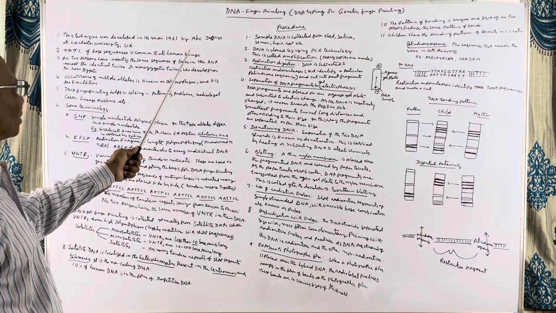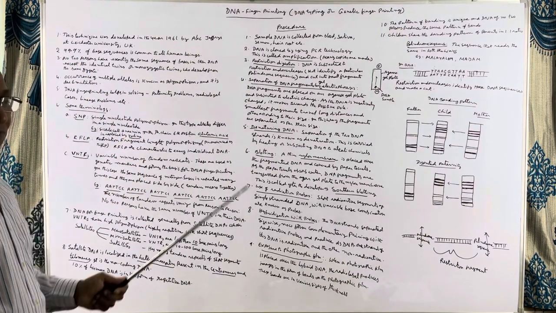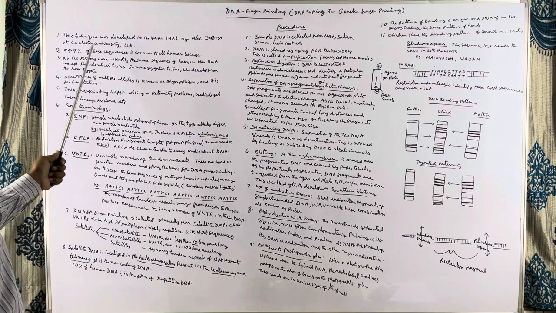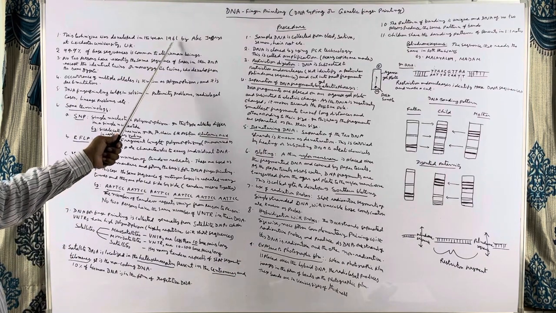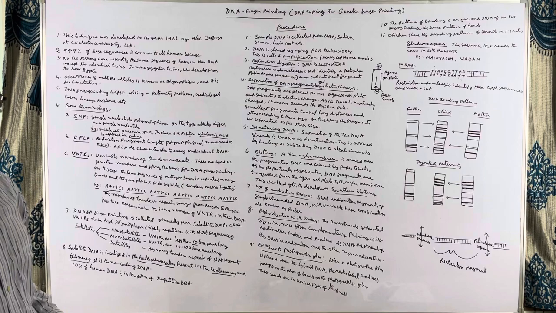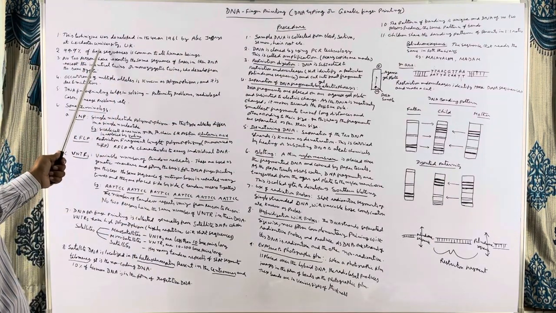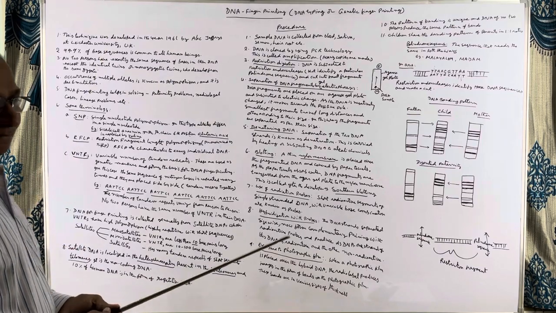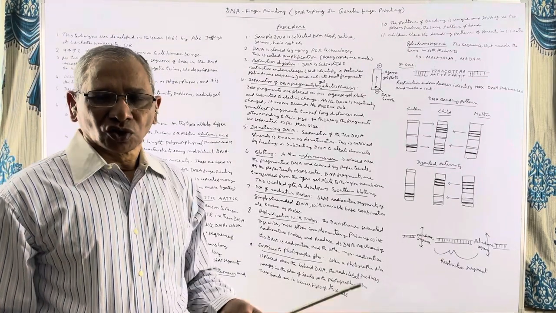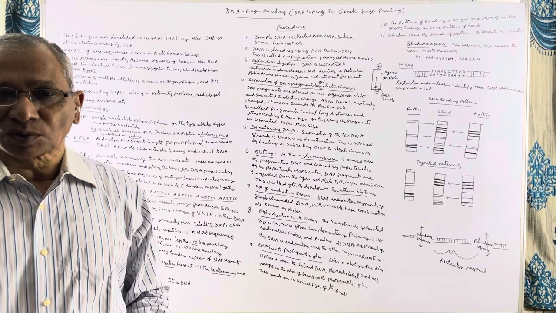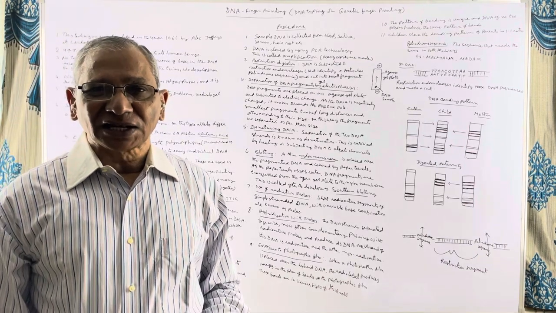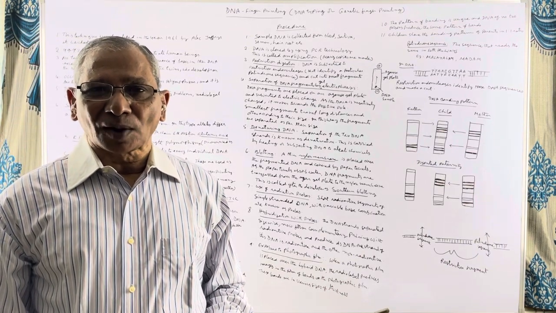This technology was developed by Alec Jeffreys of Leicester University, UK, in the year 1961. Then, coming to the DNA, we have got billions of cells in our body, and each cell has the full complement of DNA.